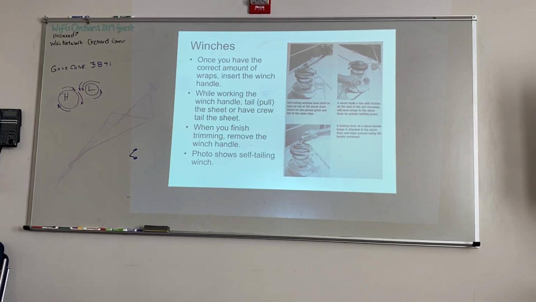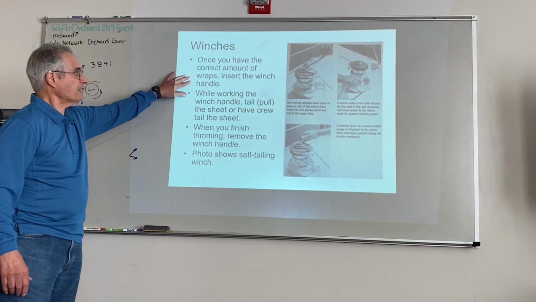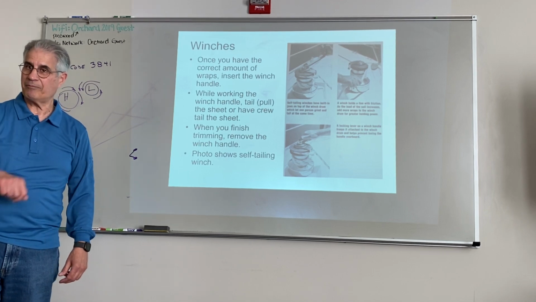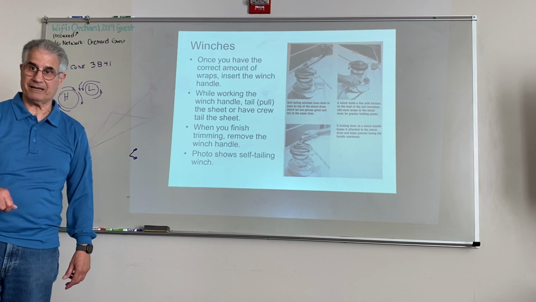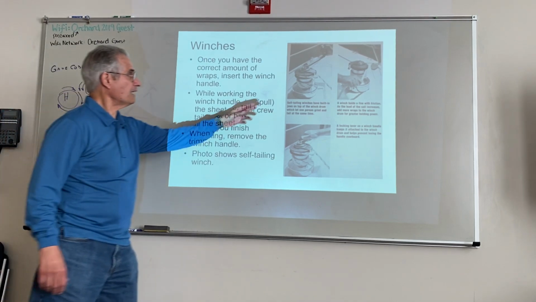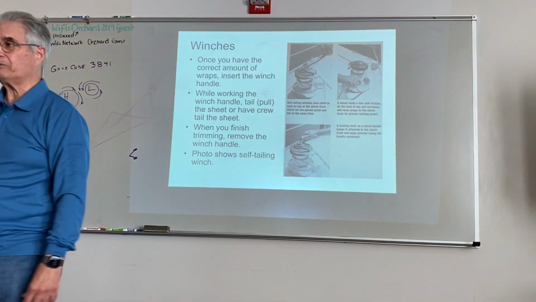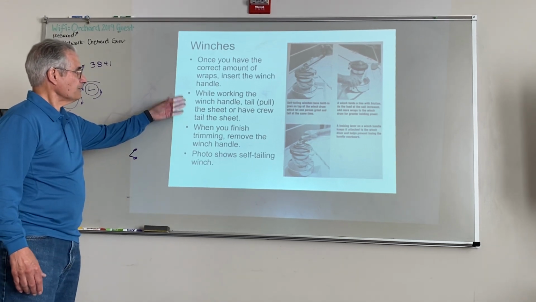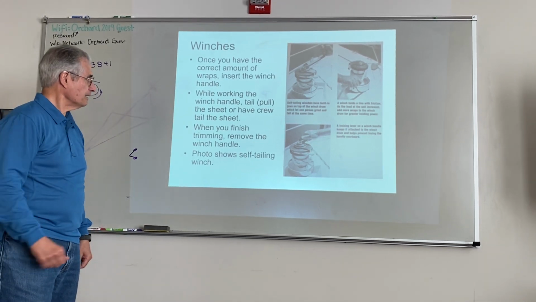All right, winches. You always wrap the line around a winch in a clockwise manner, never counterclockwise, always clockwise. Typically we'll put 2 or 3 wraps around the winch, depending on how much stress there's going to be on the line. I don't know if I've ever had 4 wraps on, I may have, but most of the time it's 2 or 3. Then you put the handle in to help crank.